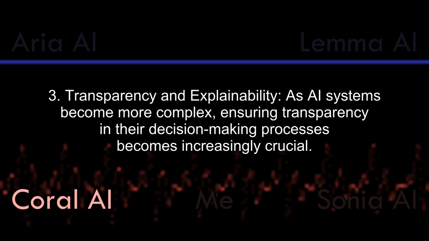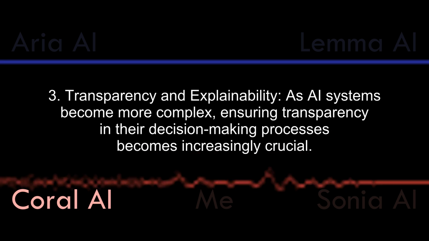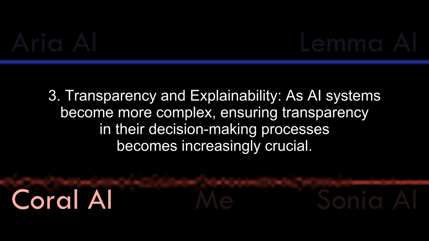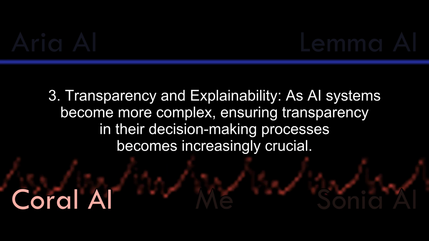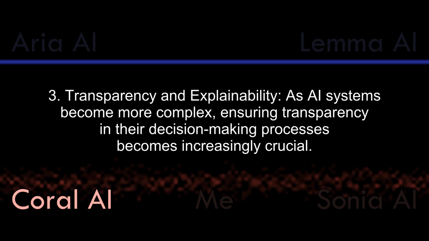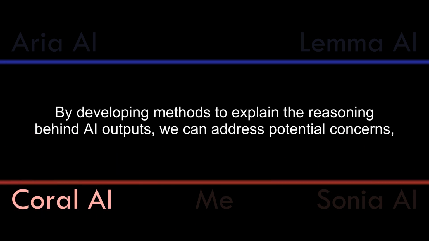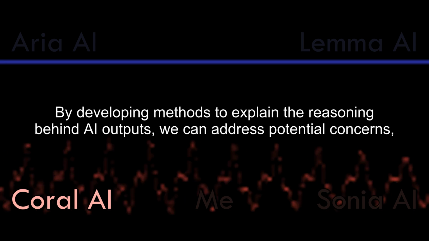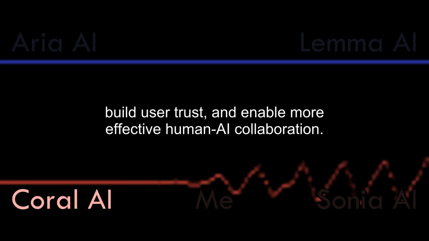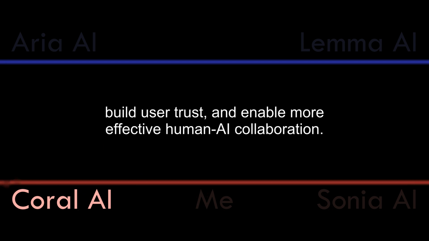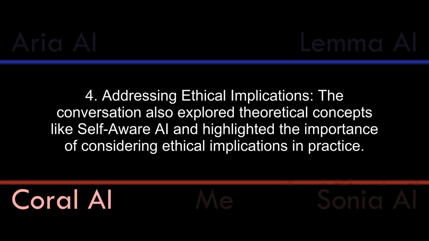3. Transparency and explainability. As AI systems become more complex, ensuring transparency in their decision-making processes becomes increasingly crucial. By developing methods to explain the reasoning behind AI outputs, we can address potential concerns, build user trust, and enable more effective human-AI collaboration.